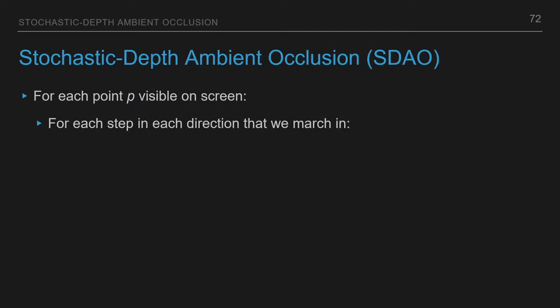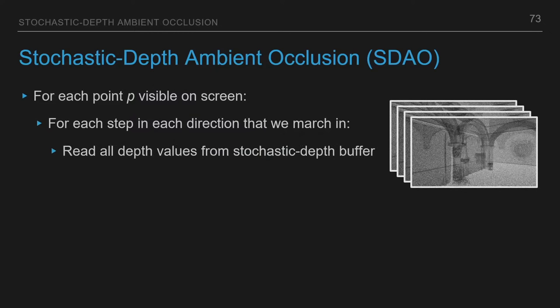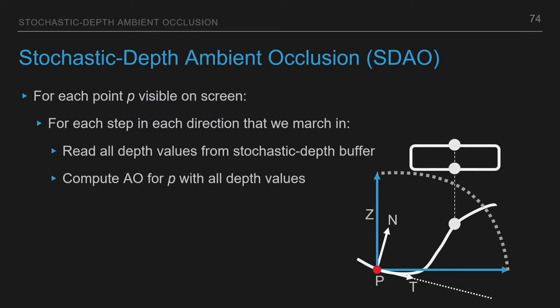So with our method, stochastic depth ambient occlusion, we extend traditional screen space ambient occlusion techniques, but instead of marching over the regular depth buffer, we now march over the stochastic depth buffer. So for each point P on the screen, for each step in each direction that we march in, we'll now read all the depth values from the stochastic depth buffer. We'll then compute the ambient occlusion using all these values, and then take the maximum.